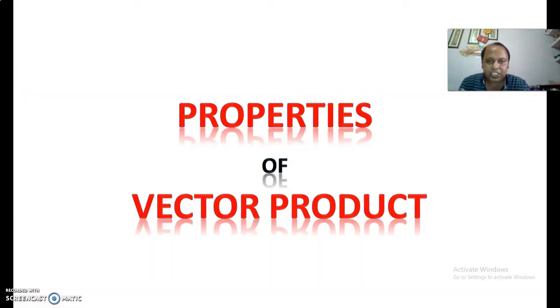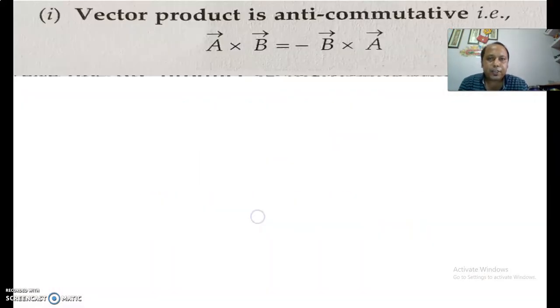Okay. Now let us see some of the properties of the vector product. The first property: vector A cross B, if we write it to be equal to B cross A, it will be wrong. That's why we call it anti-commutative, because we know that the direction of A cross B and the direction of B cross A are exactly opposite to each other, so a negative sign comes. So it is called anti-commutative.